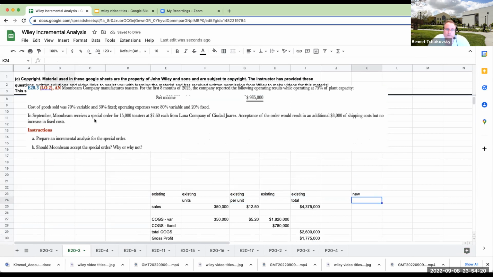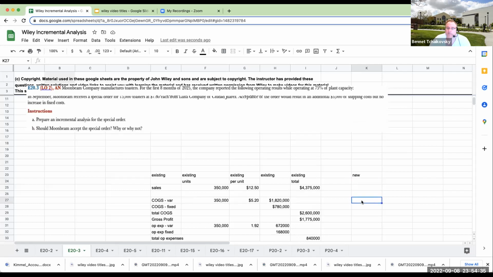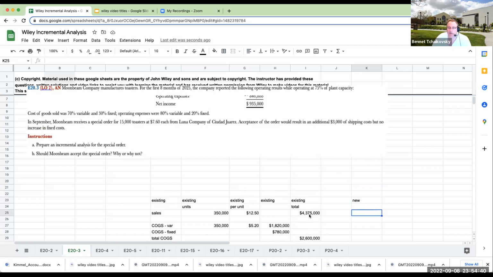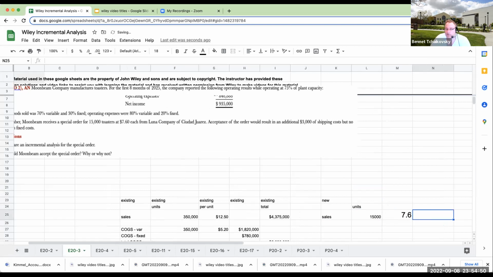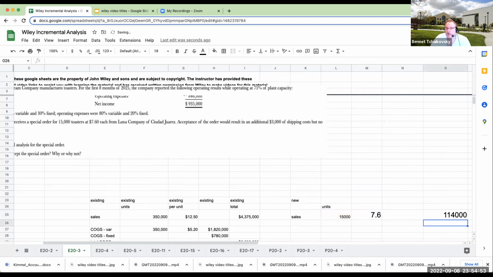In September, Moonbeam receives a special order for 15,000 toasters at $7.60 each from Luna Company of Ciudad Juarez. Acceptance of the order would result in an additional 3,000 in shipping costs, but no increase in fixed costs. If we accept these units, what are we looking at in terms of making? The new sales are 15,000 units, which we're going to be selling for $7.60, for a total of 114,000.